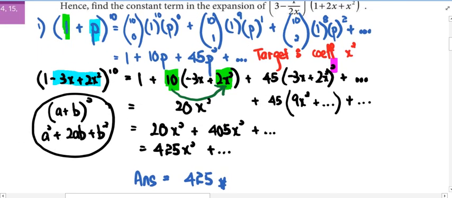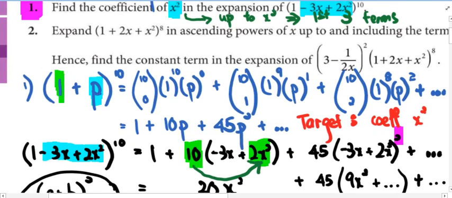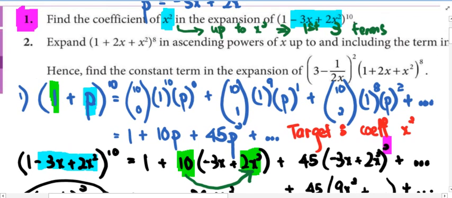So the trick, take note. I cannot expand 3 terms. I purposely expand 2 terms. Let it replace the difficult, challenging one. Alright?